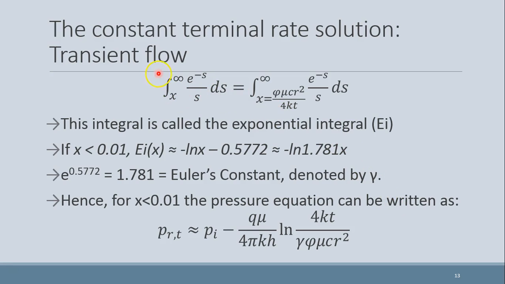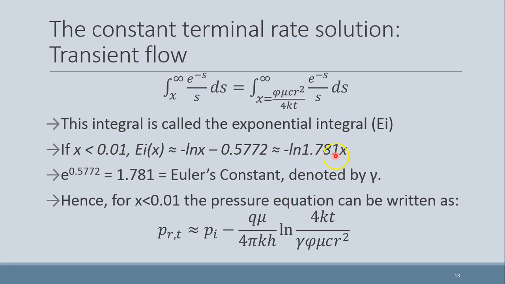So this integral on the right hand side, the integral from x to infinity of e to the power minus s by s ds, where x is equal to phi mu c r square by 4kt. This integral is called the exponential integral Ei. And if x = phi mu c r square by 4kt is less than 0.01, it can be approximated as Ei(x) = minus ln x minus 0.5772, which is approximately equal to minus ln 1.781x.